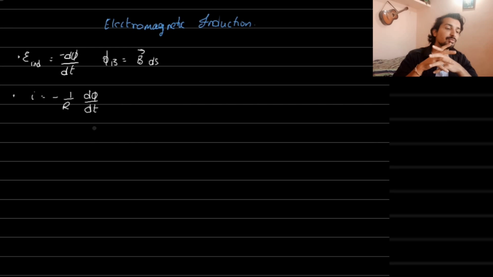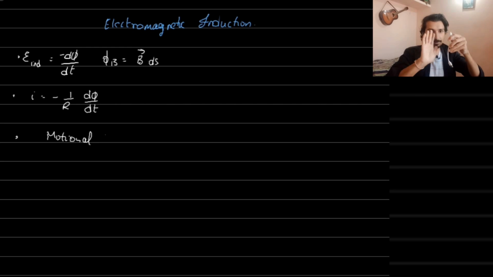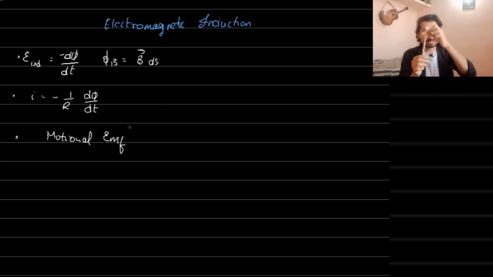And you have motional EMF. Motional EMF is when you move any object. If I move this wire inside a magnetic field which is coming towards you, okay? If I move this inside the external magnetic field, current or EMF is produced in this wire. Which direction will the EMF be produced?